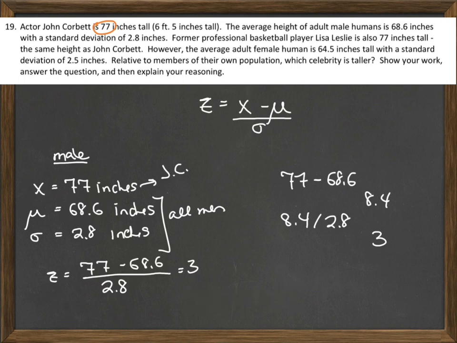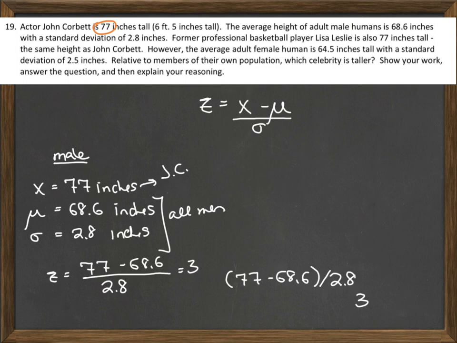If you're like me and you're like, yo, I ain't got time for that, I'm going to do it all at once, that's fine. The way to do that is to use parentheses. So if you want to type it in one row, you'd type in 77 minus 68.6, then close your parentheses, then hit divide, then type in 2.8, and when you press enter there, you should get a 3. Okay, so that is John Corbett's z-score. Dude is tall. He is 3 standard deviations above the mean, which is crazy.